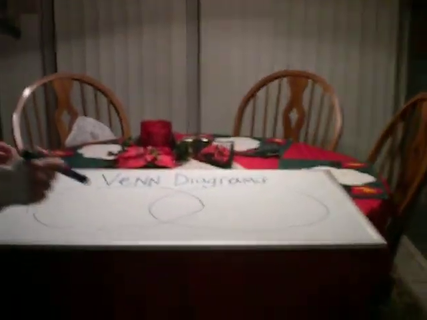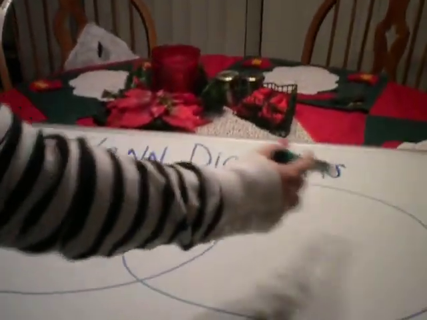Hi class, today we're going to be learning about Venn diagrams. Venn diagrams are when you're comparing and contrasting two objects. Today we'll be using our vocabulary skills and Venn diagram. First, you will be starting off with drawing two circles.